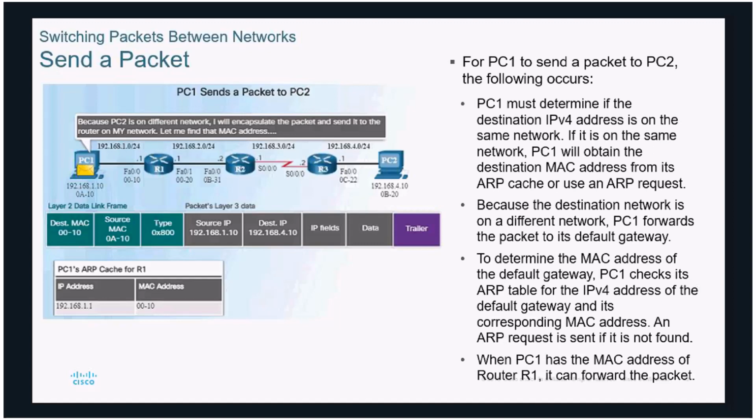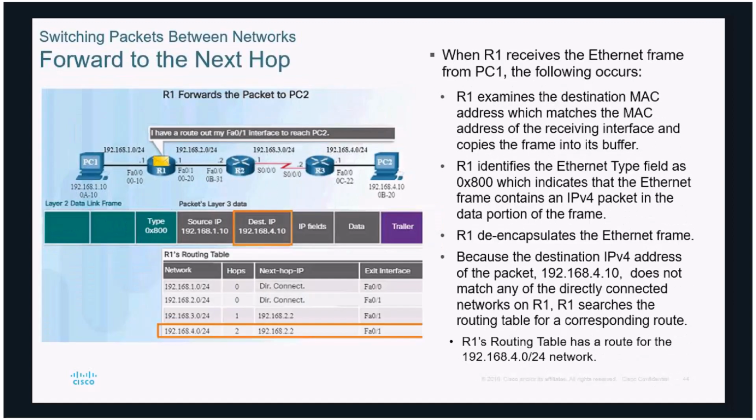Okay, so it goes to here. Now watch how this starts to change. This is the first stage. Here's the cache, here's R1's MAC address, 0010. It's found it in the table. Then, once it gets to here, R1 examines the destination MAC address, which matches the MAC address of the receiving interface, and copies the frame to its buffer.